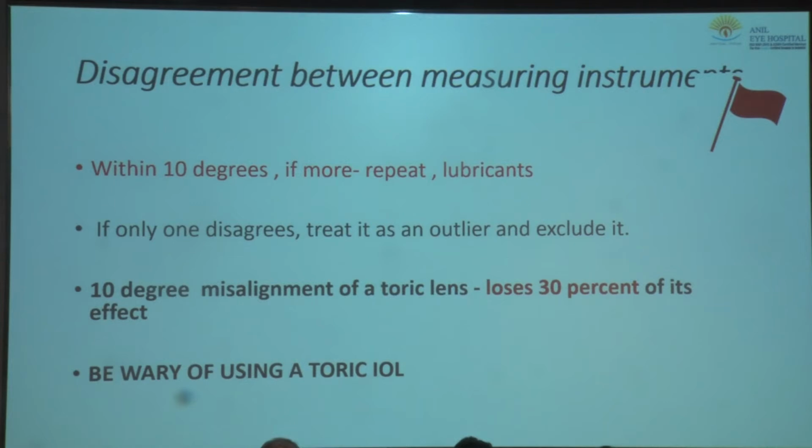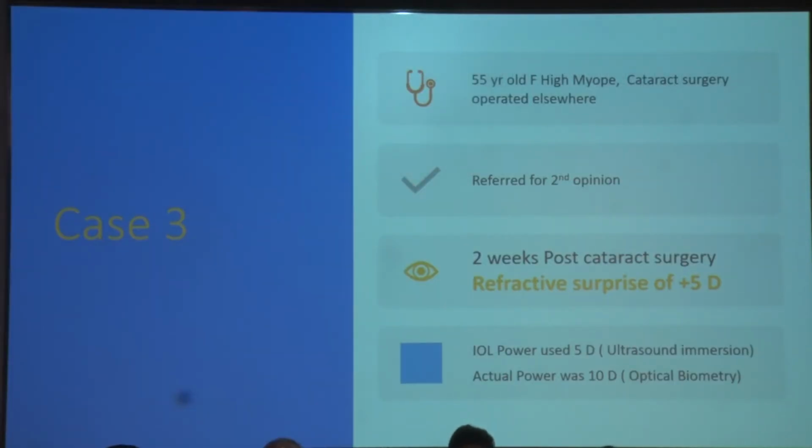So if there is a disagreement of more than 10 degrees, or I would go to the extent of saying even 5 degrees, between two instruments, please repeat, use lubricants, because we all know that even a 10-degree misalignment will cause a loss of 30% of the toricity effect, and that is why you need to be wary of these patients.